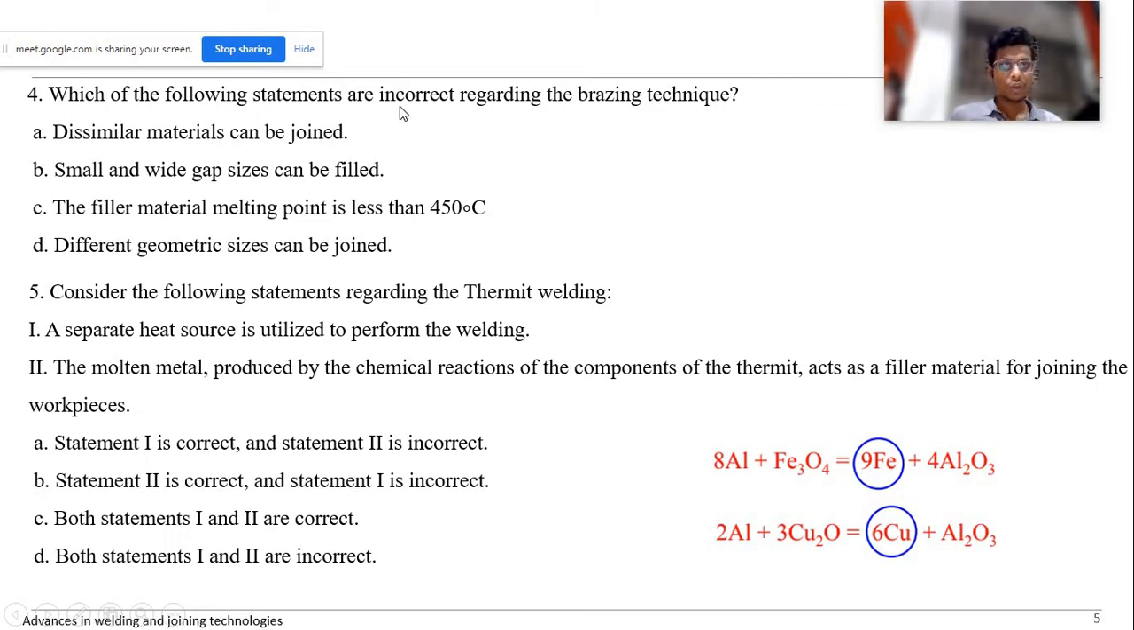Which of the following statements are incorrect regarding the brazing technique? If you know the definition of the brazing technique, this is straightforward. Like they have here in the options. If you know the brazing definition, you can directly answer. So first, which is the incorrect one? Dissimilar metals can be joined. Small and wide gap joints can be joined. The filler metal melting point is less than 450 degrees Celsius. Different geometries can be joined. Can anyone tell which is incorrect?